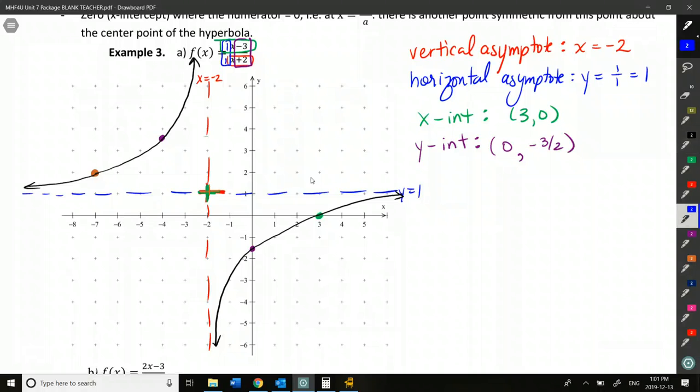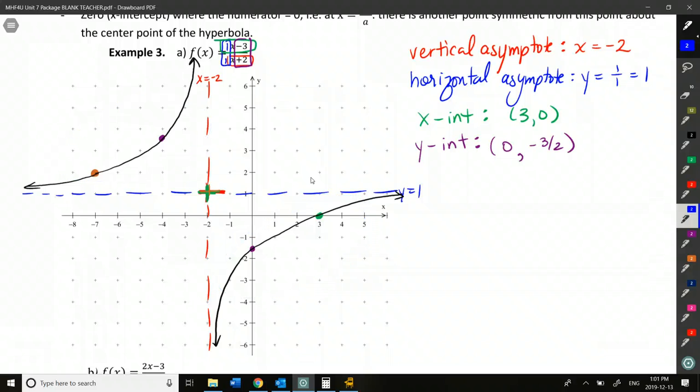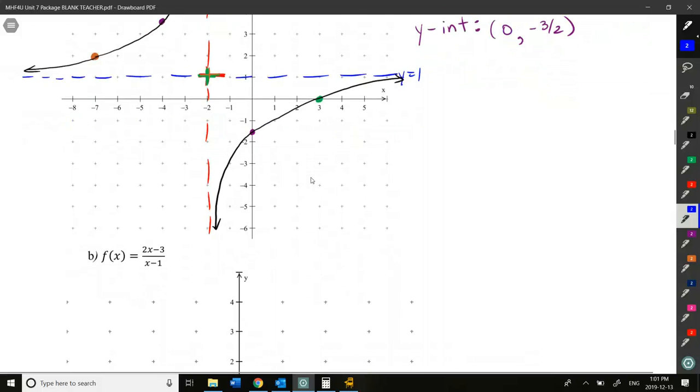Okay, and the function should look like it's symmetrical, should look like there's some form of balance happening here where this piece kind of looks like it's been flipped over and reflected onto that side. Okay, any questions about that? So we're just counting the number of units over and up or over and down to that cross section of the asymptotes and then counting that same number to get the reflected point. Okay? All right, do you guys want to try one? Yeah. Okay, you guys try the next one.